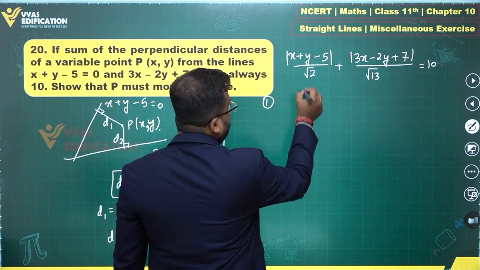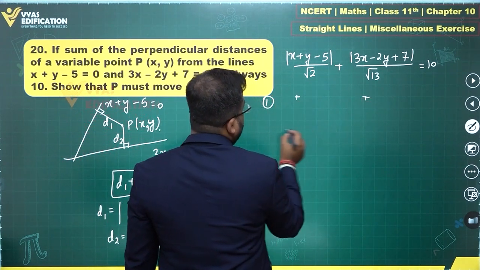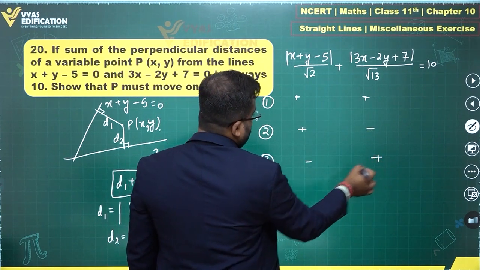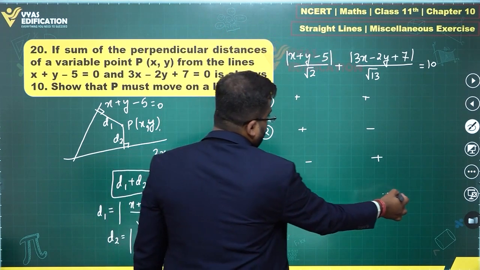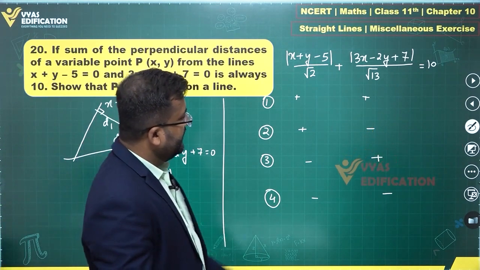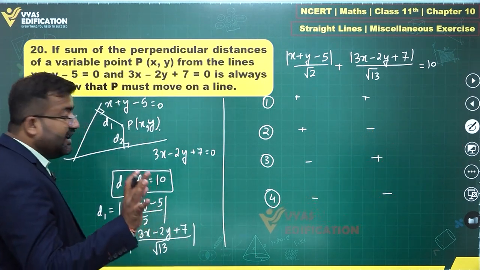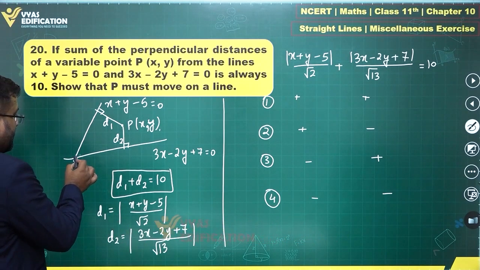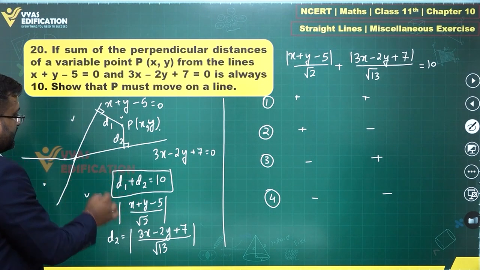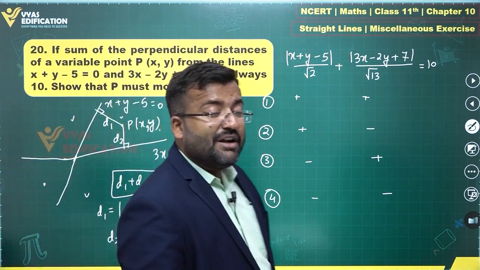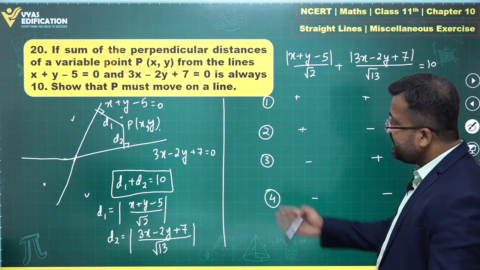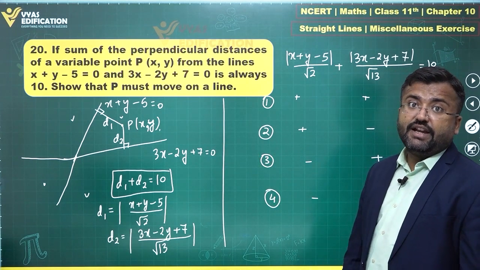One case is this opens with a plus sign and this opens with a plus sign. Another case could be this opens with a plus sign and this opens with a minus sign. Another case could be this opens with a minus and this opens with a plus, and the fourth case is this opens with a minus and this opens with a minus sign. The two modulus can open in these ways, and it depends on the location of P with respect to these two lines. P lies in this region, this region, this region, or this region. We are not concerned with the location of P over here, but these 4 cases are based on that idea.